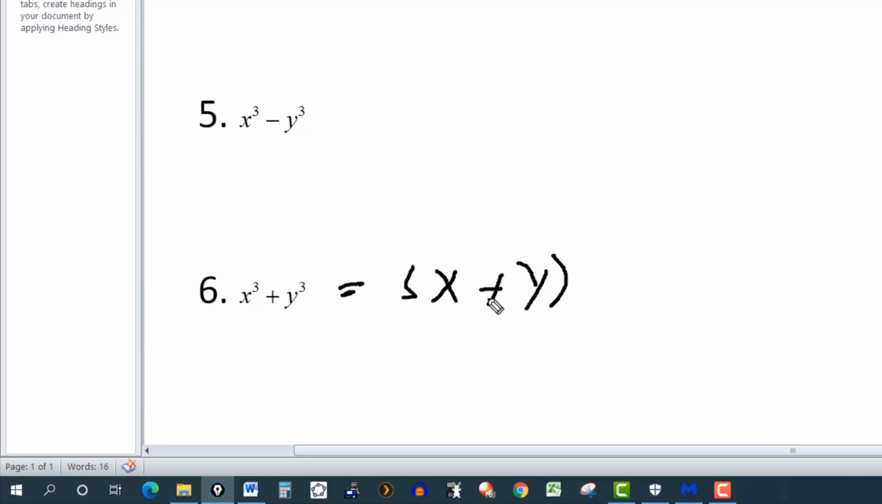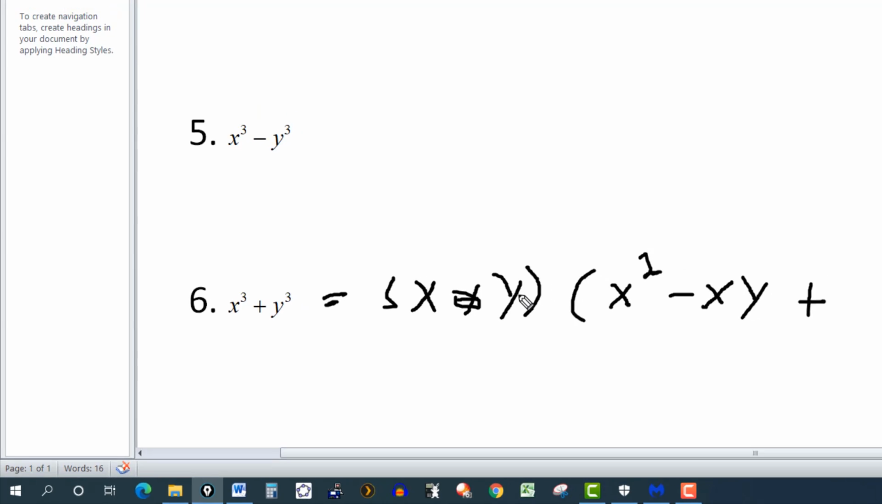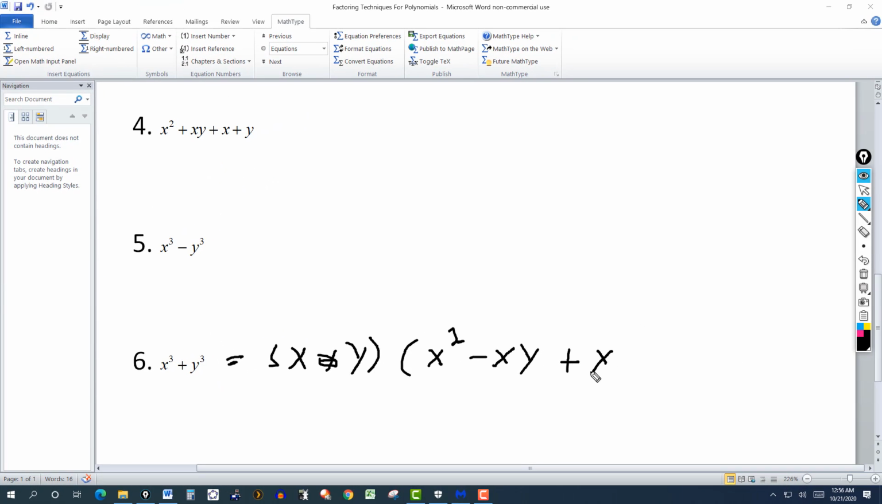If it's a difference, this will be a minus. And then the second factor will be whatever this is squared. So this will be x squared. And then whatever this sign is here, it's a plus, this will be a minus. And then it's the product of these two terms, so in this case, xy. And then plus the second term, in this case, the y squared. So the factorization of this sum of cubes is x plus y as the first factor, and the second factor is x squared minus xy plus y squared.